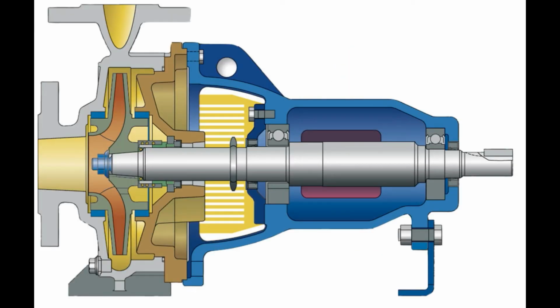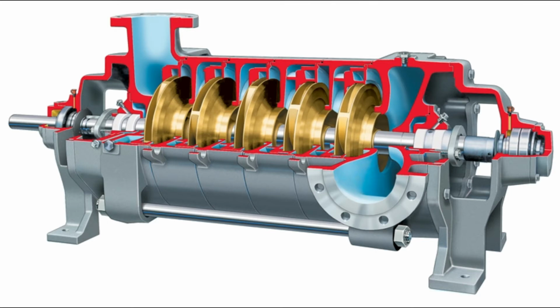When a casing contains only one revolving impeller, it is called a single-stage pump. When a casing contains two or more revolving impellers, it is called a double or multi-stage pump.